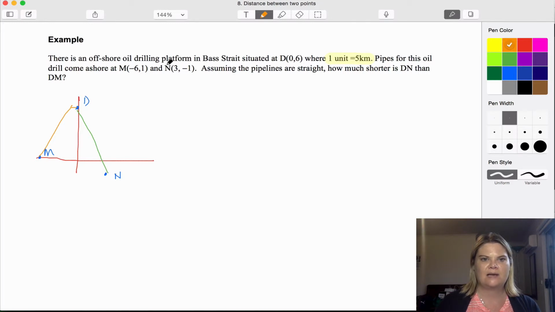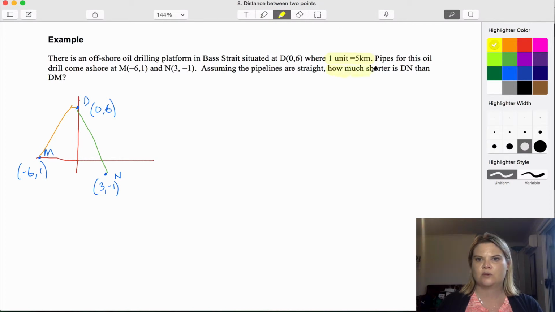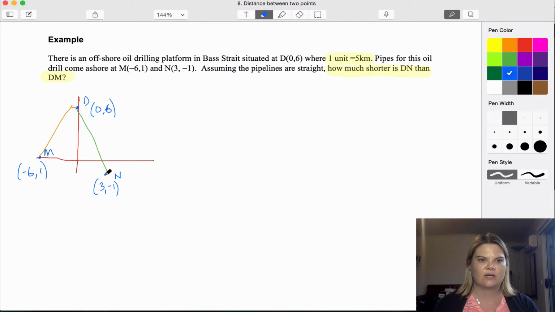I'm going to label each of the points so I can clearly see which one is which. Okay, and there we have it. Now, how much shorter is DN than DM? Useful also to highlight the question, so when we get to the end we can make sure we're actually answering that question. So we're going to have to work out how long the green line is, then work out how long the orange line is, and then find the difference between the two.